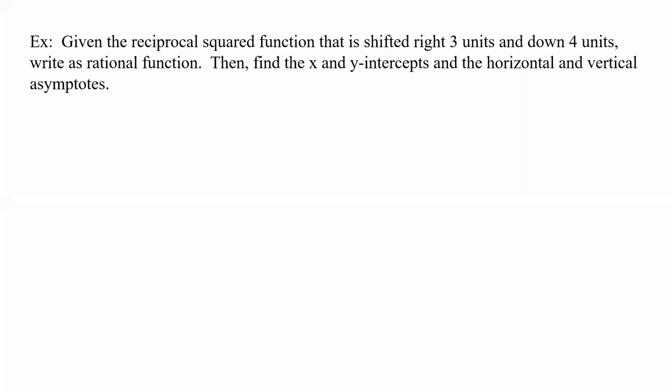All right, so let's look at an example here. Given the reciprocal squared function that is shifted right 3 units and down 4 units, which we saw previously, written as a rational function, we need to find the x and y intercepts and the horizontal and vertical asymptotes.